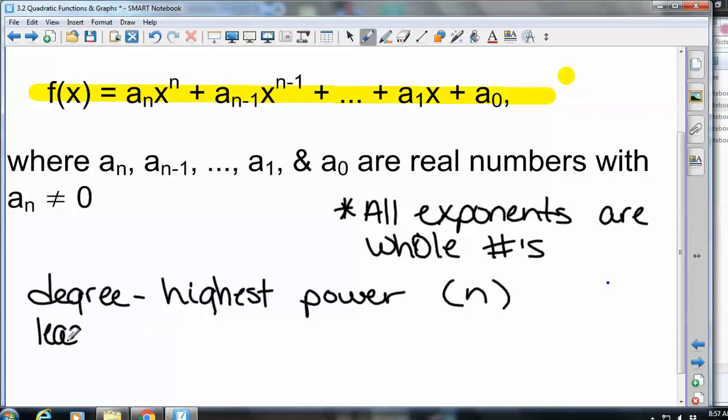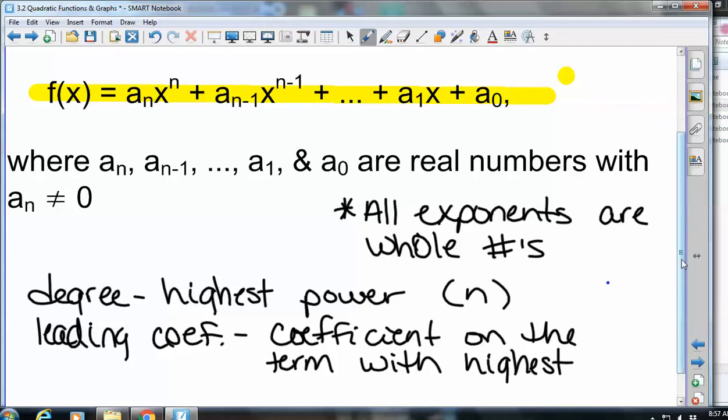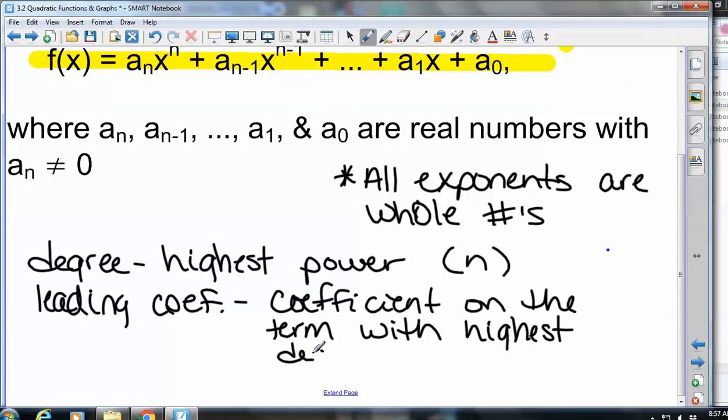The leading coefficient is the coefficient on the term with highest degree. So in this case, if that n is my highest exponent, that a sub n would be my leading coefficient because it's the coefficient on that particular term.